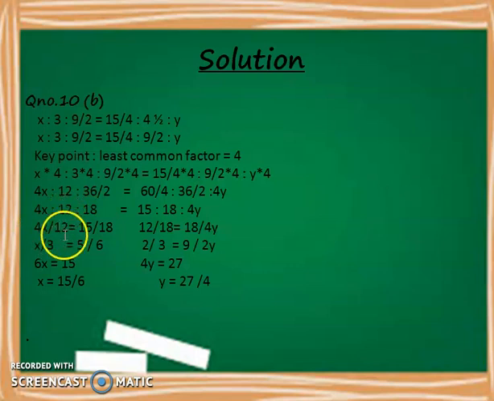4x divided by 12 is equal to 15 divided by 18. Clear? First two numbers and first ratio on both sides of the equal sign are equal: 4x divided by 12 is equal to 15 divided by 18. And the second two numbers, like 12 by 18, is equal to the last ratio on the other side of the equal sign, which means 12 divided by 18 is equal to 18 divided by 4y.